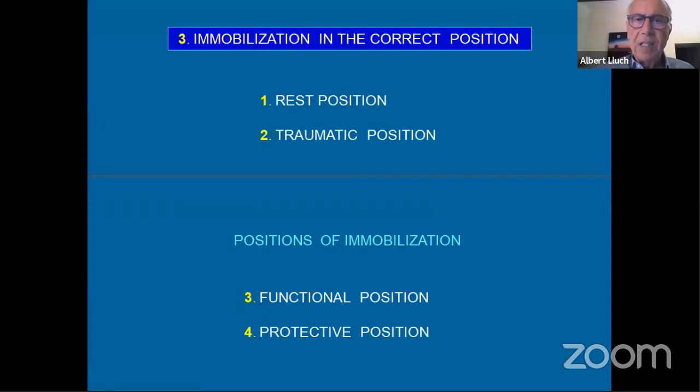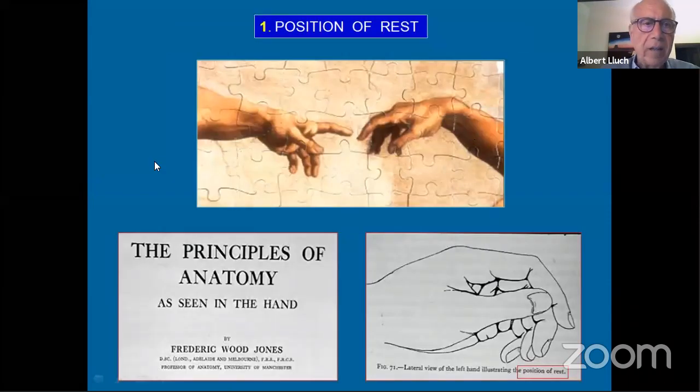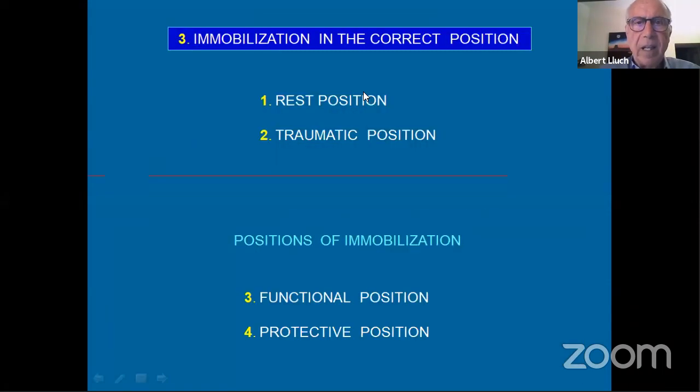And then immobilize the joint in the correct position. After you have decreased the edema and inflammation, you cannot avoid it completely, but at least decrease it. But you have to immobilize the joint in the correct position. The hand, at rest, can adopt two positions: the rest position, when it's doing nothing, and the traumatic position, when it's after injury. The rest of the time, the hand is doing things and it's moving. But these are the only two positions that the hand can adopt when not doing anything.